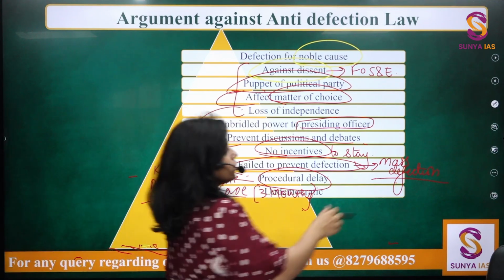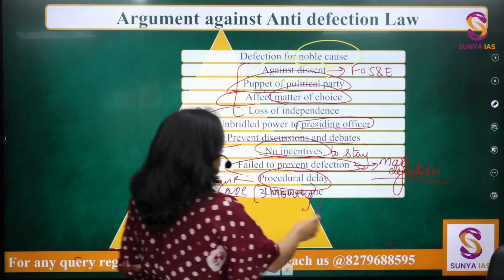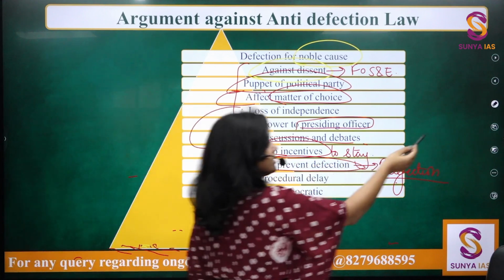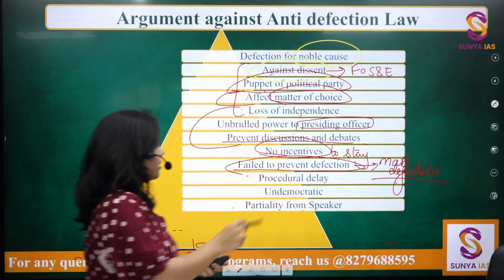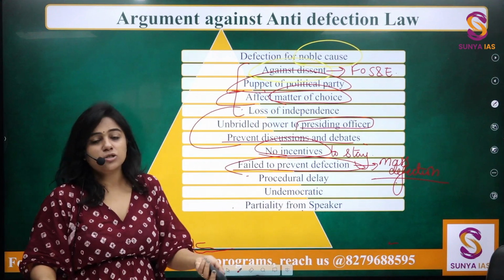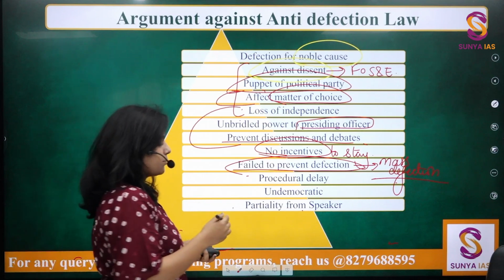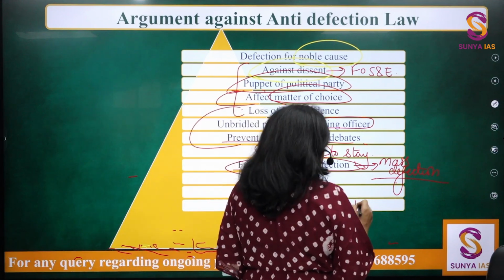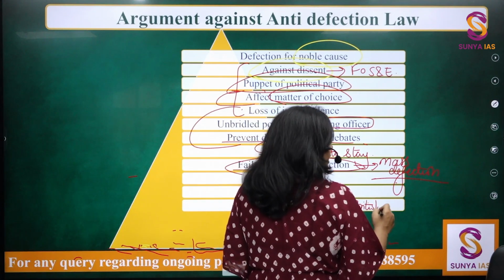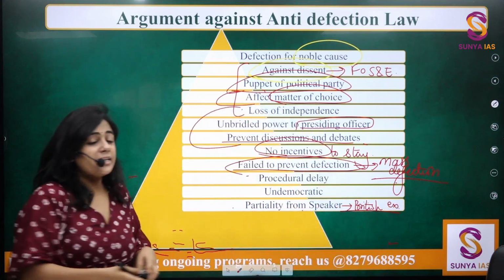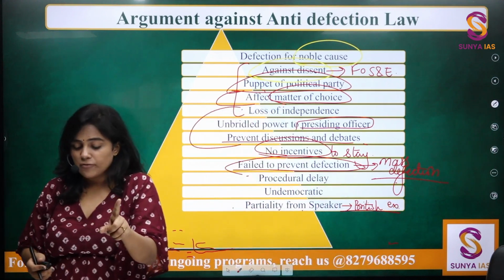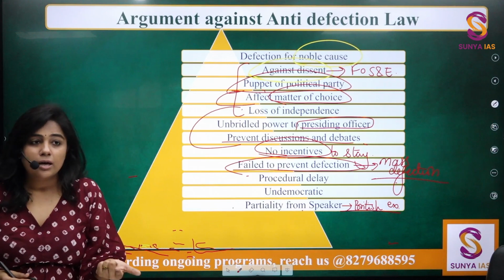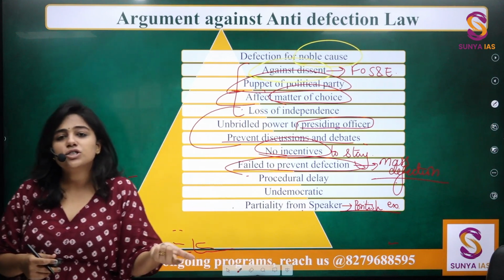Then it is overall, of course, undemocratic, no doubt about it. It is an undemocratic process because it stifles speech. You understand that by now, right? Partiality from speaker. The speaker is not an independent body, and you can mention the example of the British speaker over here. In Britain, it is not a part of law that they have to resign from their political parties. No. They do it out of convention. That's a healthy convention. We don't have such a healthy convention, right?